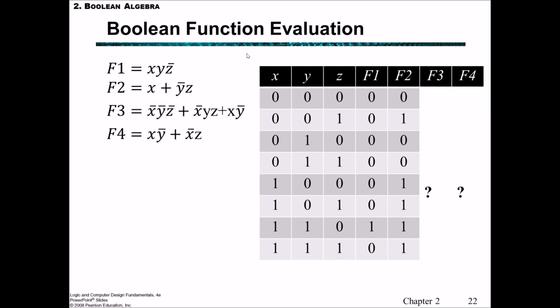So for here we have the Boolean function evaluation, and we have 4 functions, 2 of which are already filled out inside the truth table, the other 2 which we need to fill out. So let's just confirm those first 2.